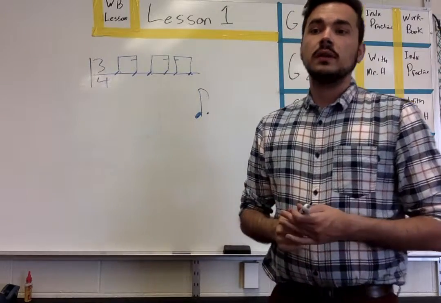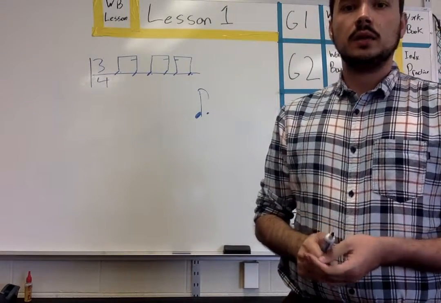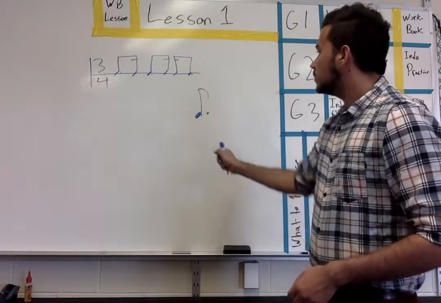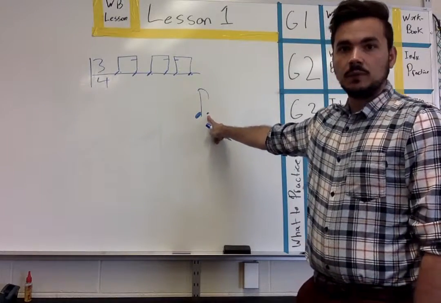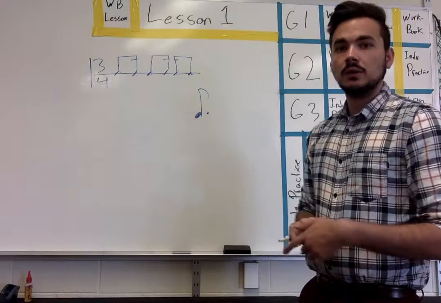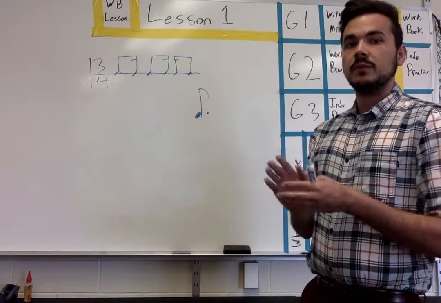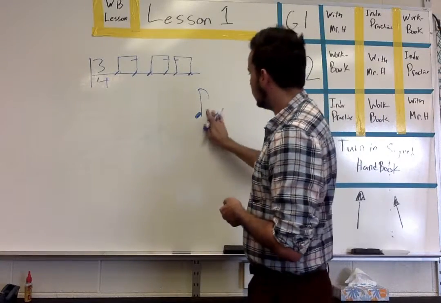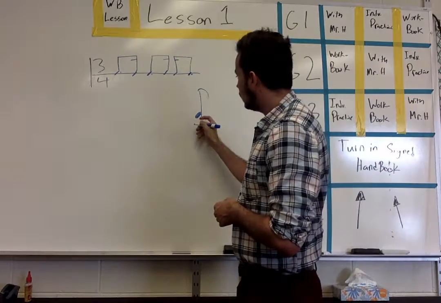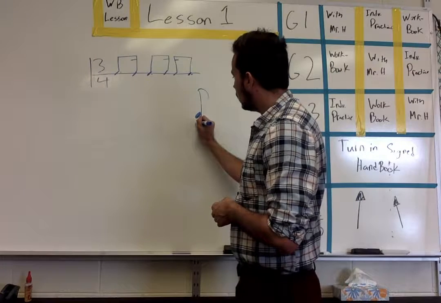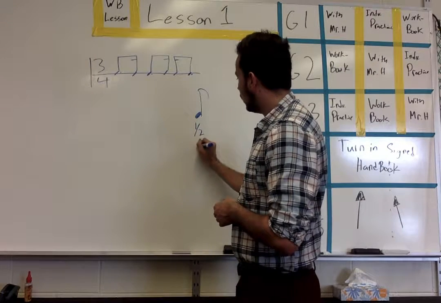So, this is lesson number 41, dotted eighth notes. Remember from previous lessons, what does a dot add to a note? It adds 1/2 of the beat. So if we erase the dot, we have 1/2 a beat, or an eighth note.